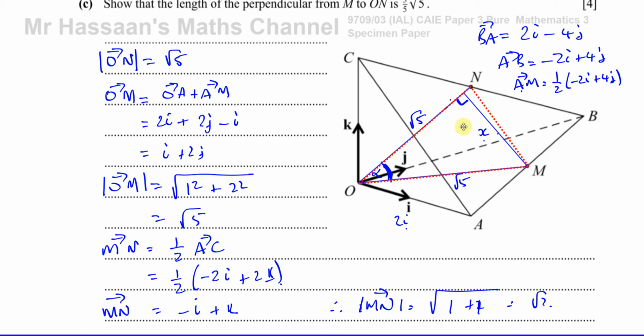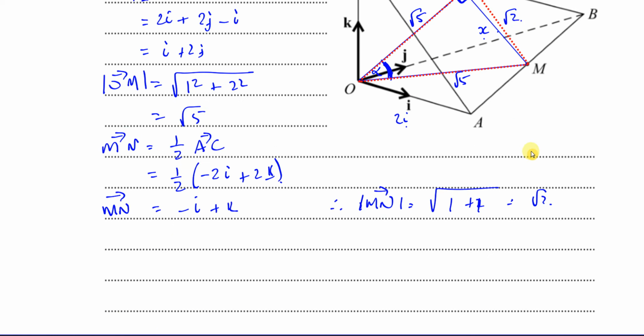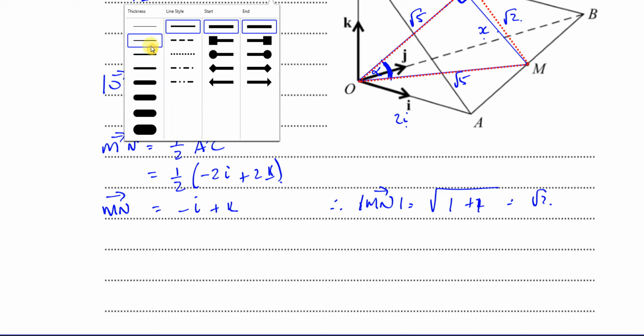Let's move the x out of the way. Okay, so that's root 2. So now we have a triangle where we know all three sides. We have a triangle that looks something like this, where we have the length of all three sides.